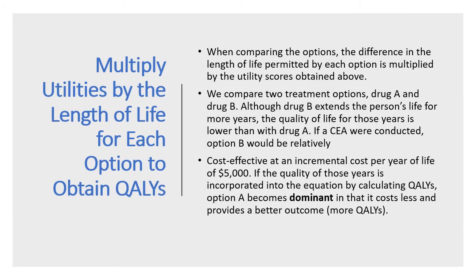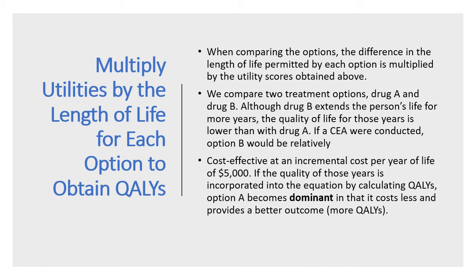The fourth point is to multiply the utilities by the length of life for each option to obtain the QALYs, or quality adjusted life years. When comparing the options, the difference in the length of life permitted by each option is multiplied by the utility scores obtained above. We compare two treatment options, for example, drug A and drug B. Although drug B extends the person's life for more years, the quality of life for those years is lower than drug A. If a cost effectiveness analysis were conducted, option B would be relatively favored.